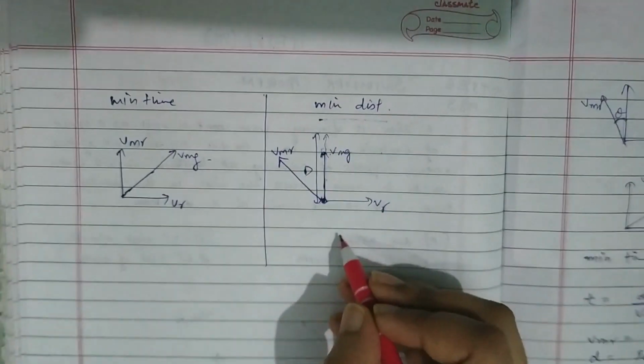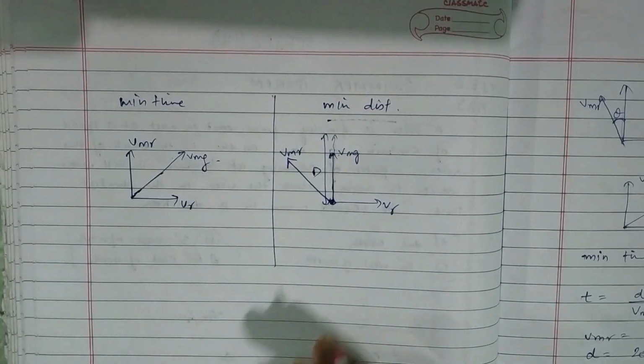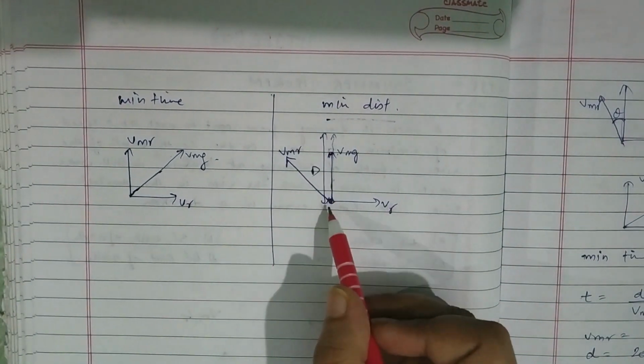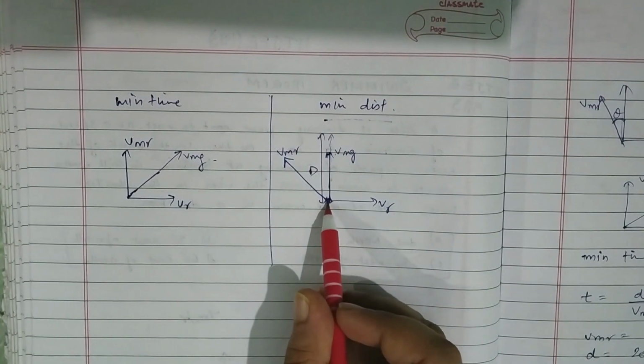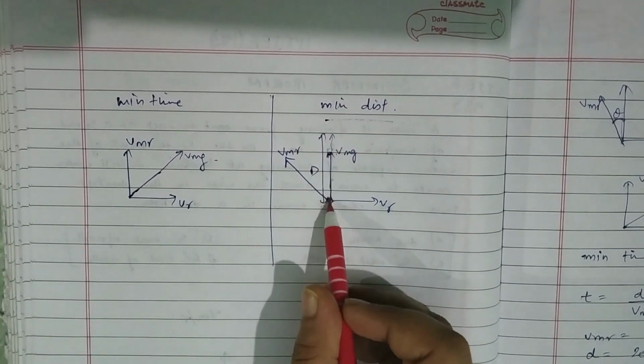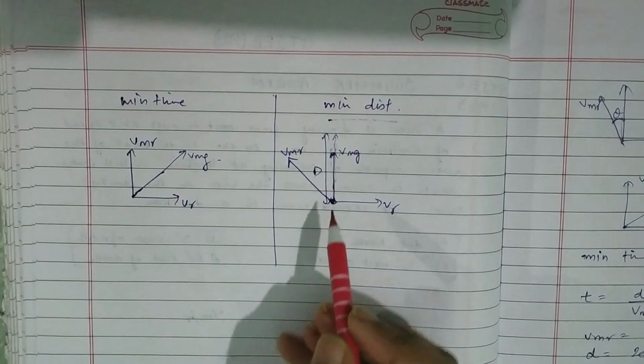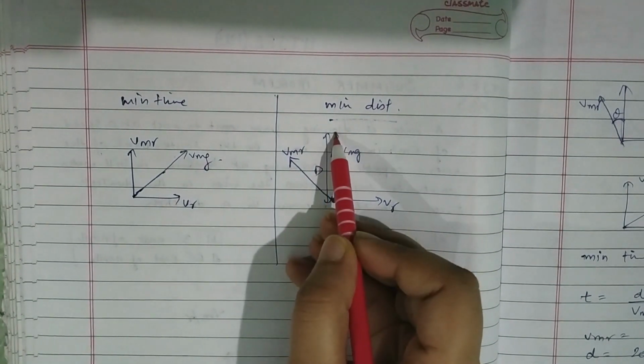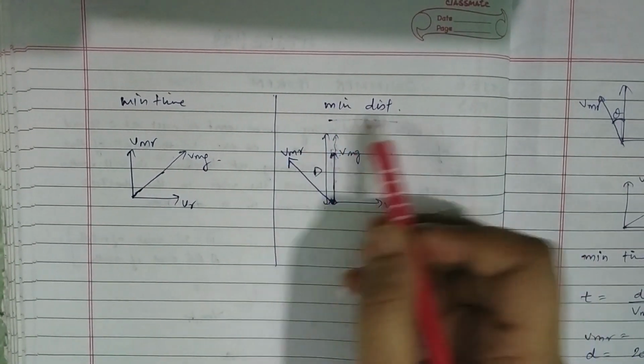The velocity of the river is in this direction, which will lead the velocity of the man with respect to ground in this direction. Now, if a man on the ground sees the man swimming in the river, he will see this person going from here to here using this distance only. So the final distance that he will be covering will be this. That's why I'm saying that this is the minimum distance case.